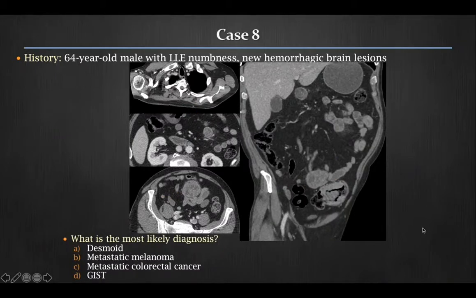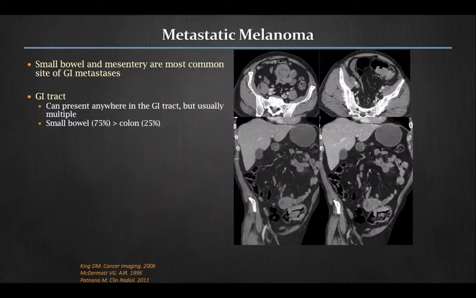So the most likely diagnosis, all of these potentially could have the same imaging findings, but in the case of widespread disease involvement and this history, metastatic melanoma is the most likely explanation. Within the GI tract, the small bowel and the mesentery are the most common sites for melanoma to spread, although it can involve pretty much anywhere, and it usually occurs in multiples.